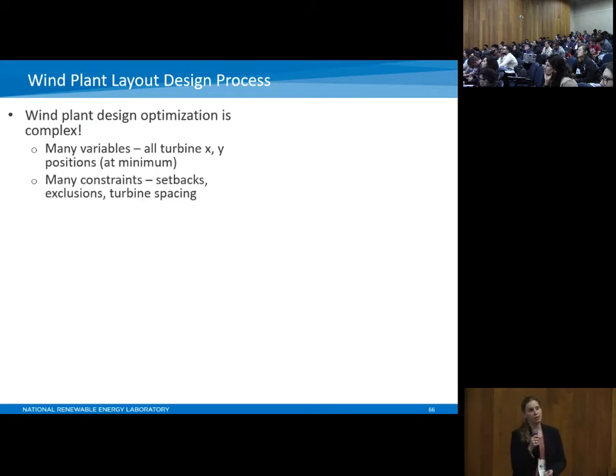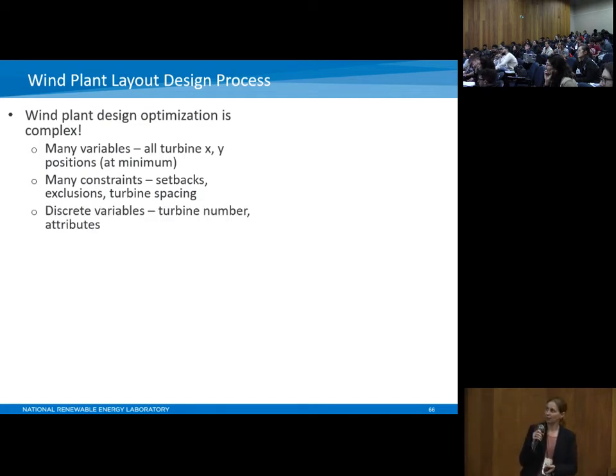Many constraints: setbacks, exclusion zones, turbine spacings. And these constraints are not nice. Sometimes you'll have an exclusion zone in the middle of the plant. That's really hard for an optimizer to deal with. I won't get into why today, but if you're curious, ask me later.